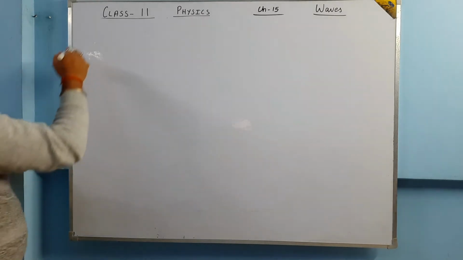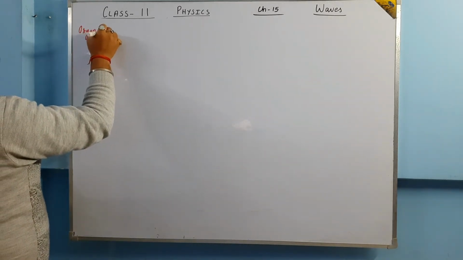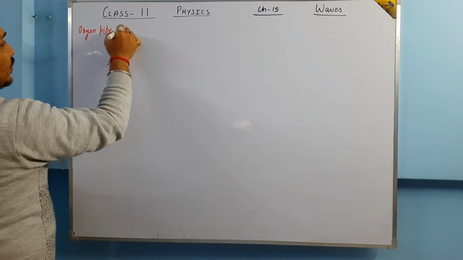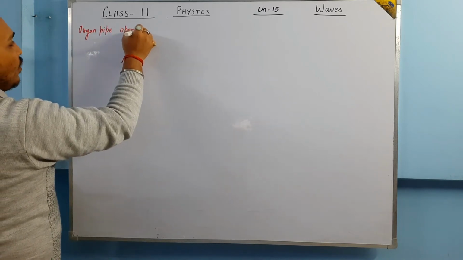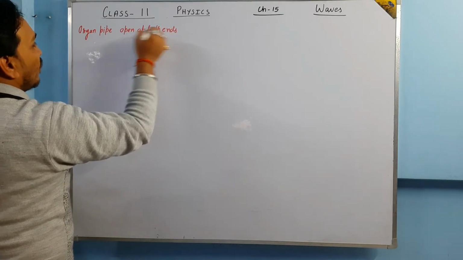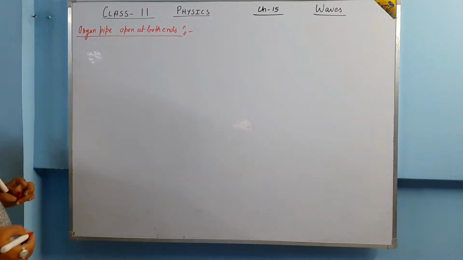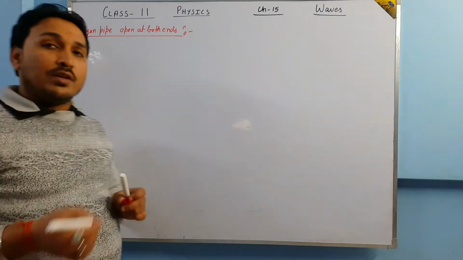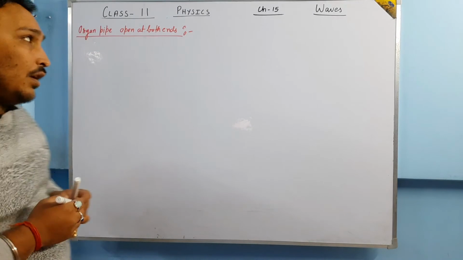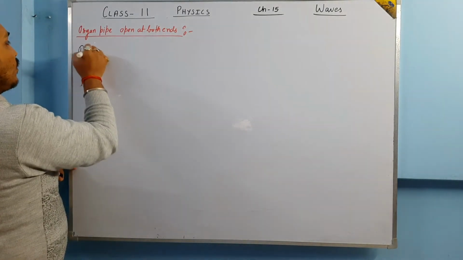Now let us do the organ pipe. The next topic is the organ pipe which is open at both ends. At both ends, the air columns are free to vibrate, so at both ends an antinode will be formed. So let us do it as we were doing the first mode of vibration.